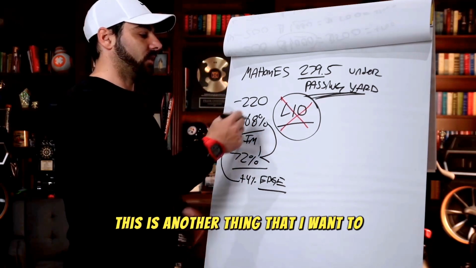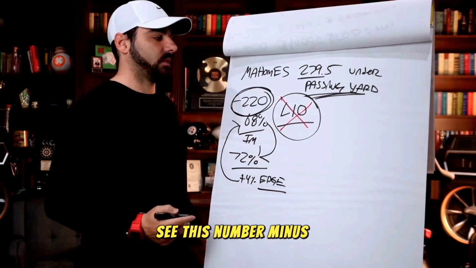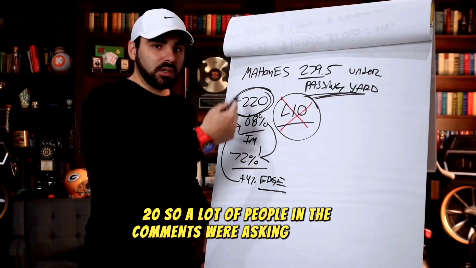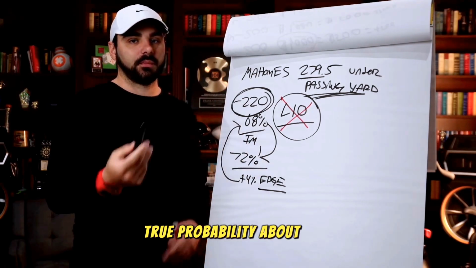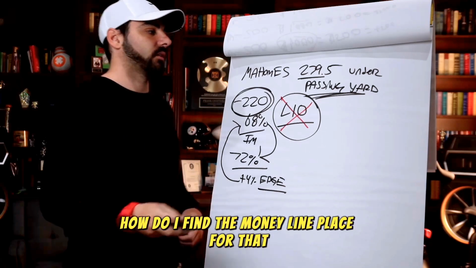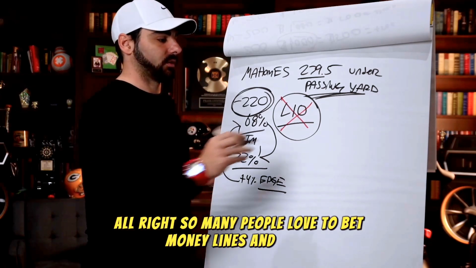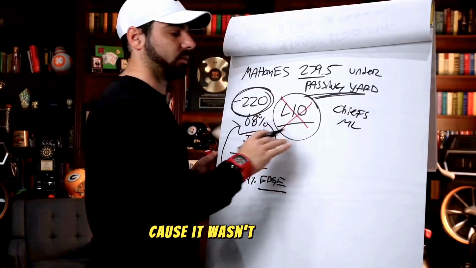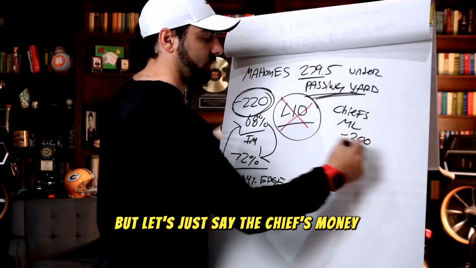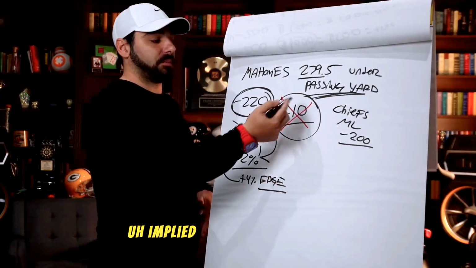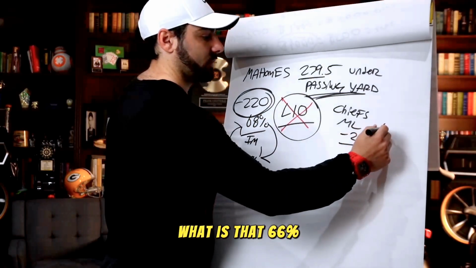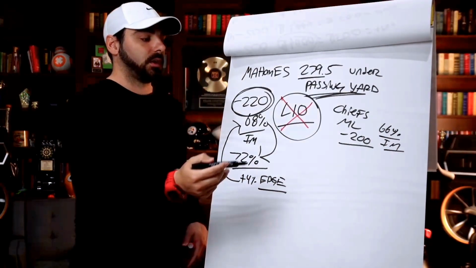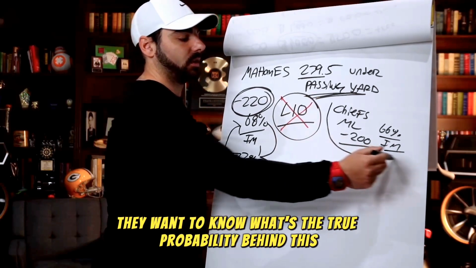This is another thing that I want to address real quick. See this number, minus 220? So a lot of people in the comments were asking about implied probability, true probability, well, how do I find the money line plays for that? All right? So many people love to bet money lines and stuff. So let's say, for example, Chiefs money line. I'm just making this up, because it wasn't minus 200. But let's just say Chiefs money line is minus 200. Implied probability, obviously, what is that, 66%? Okay. Now, what are we doing here? They want to know what's the true probability behind this.